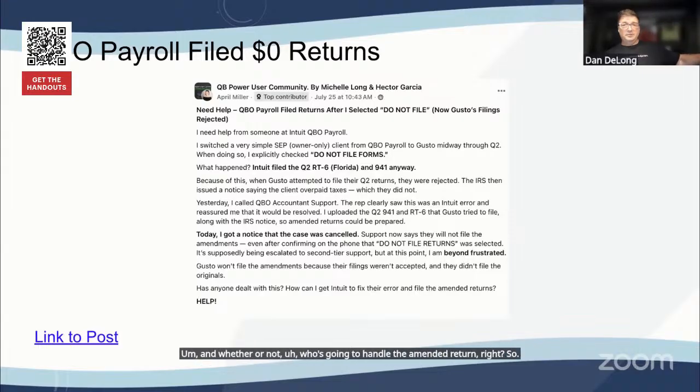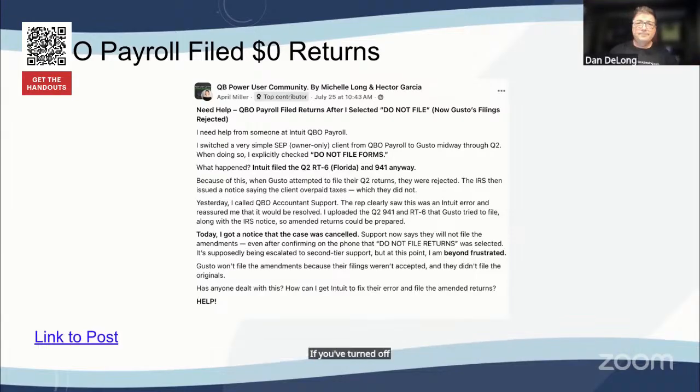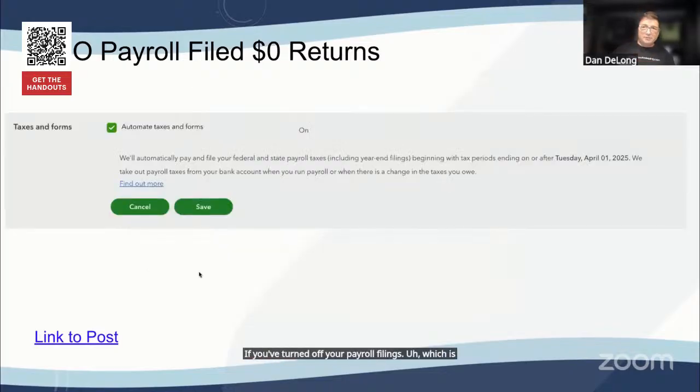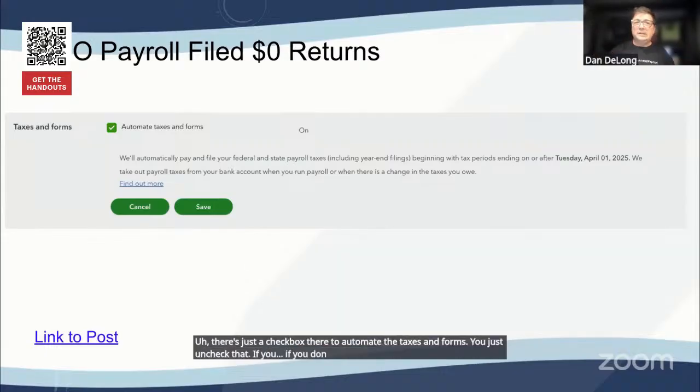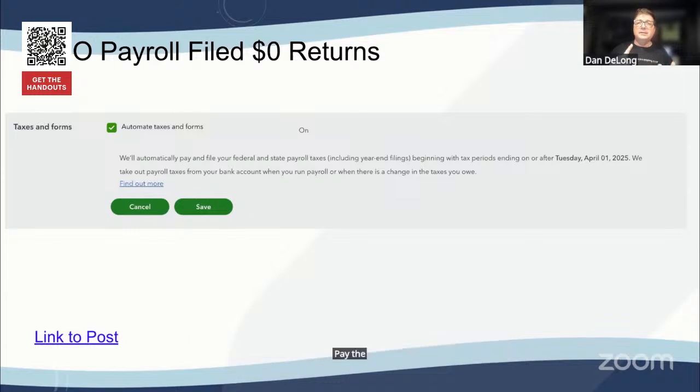So if you've turned off your payroll filings, which is in the payroll settings, there's just a checkbox there to automate the taxes and forms. You just uncheck that if you don't want Intuit to do the taxes and pay the taxes and file the forms for you.